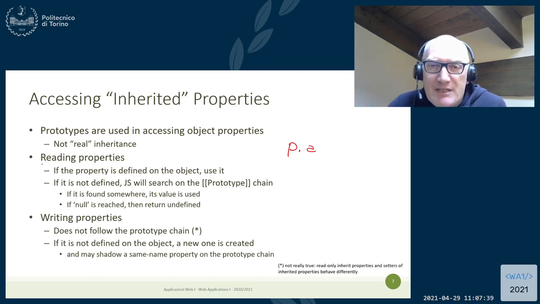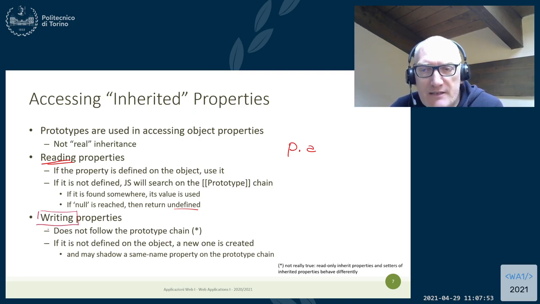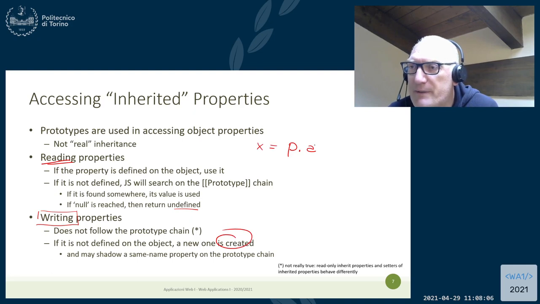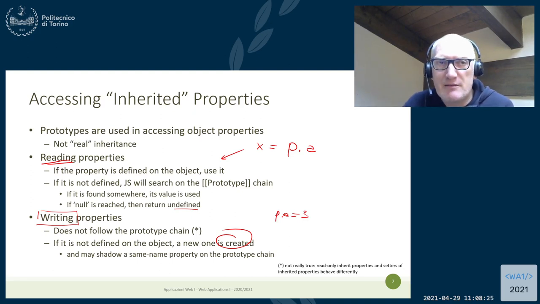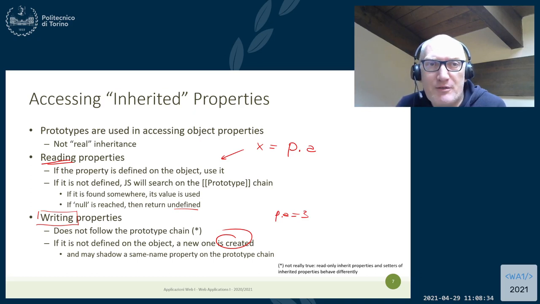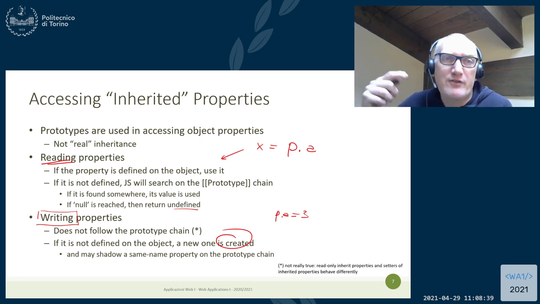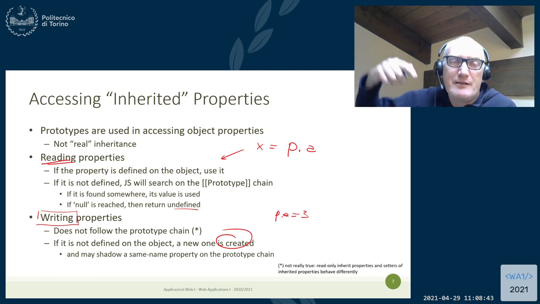This happens every time I'm reading a property. I navigate the chain for getting the value, or it will be undefined. When I write a property, this doesn't happen, because it just creates a new property on the current object. So if I'm doing x equal p.a, I'm reading a property, and so the prototype chain is navigated. If I'm writing something like p.a equal to 3, then the property a may already belong to this object, and so it is updated. Or if it didn't belong to this object, it will be created and assigned the value 3. And this means that on the next instructions, now this object p will have this property, and so the next code will not see anymore a property called a in the upper prototypes.